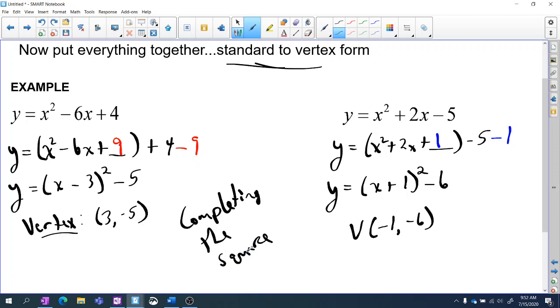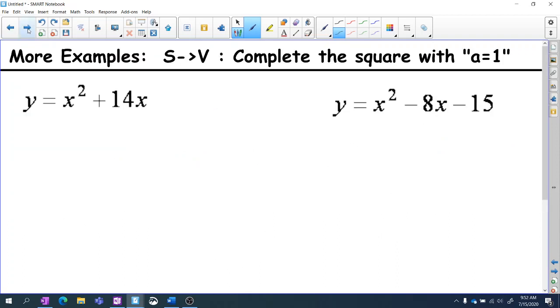Okay. So that's, again, at its most basic level, how you complete the square. So let's have a look. These will progressively add a few more details. These ones still have a equals 1. So if there's no number out here, that's fine.